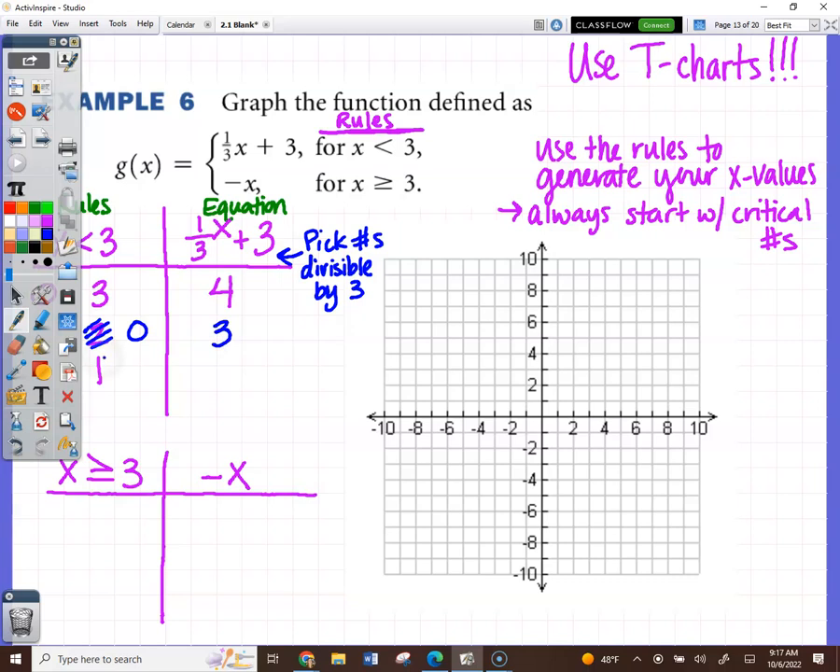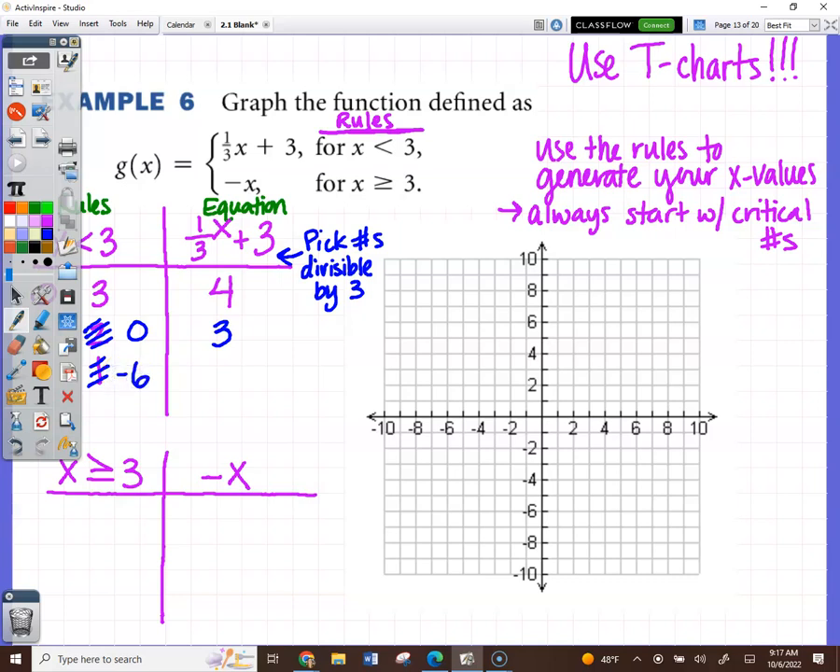Do I want to use 1? No, that's not going to help me, because then I'm going to have 3 1/3. I don't want to graph that. Now remember where we were counting. We're counting less than, so we hit 0. You could do -6. I was going to do -3. But yeah, -6 works.